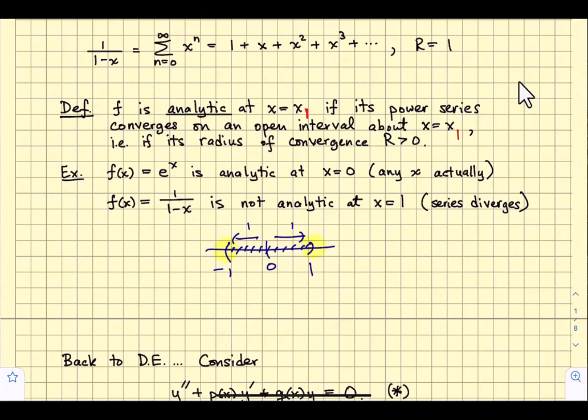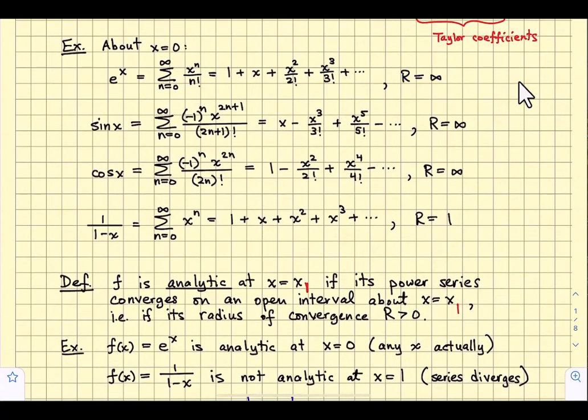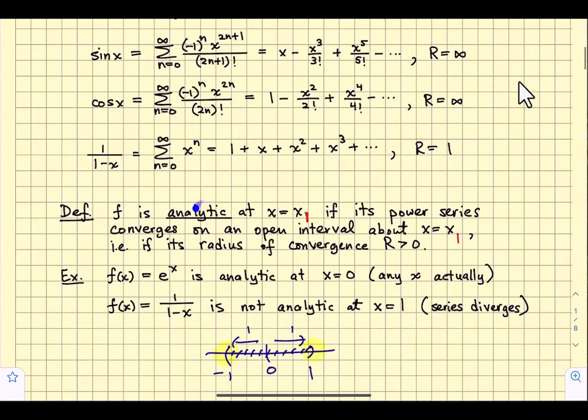So for example, f of x equals e to the x is an analytic function at x equals 0, or any x actually, because we already said that it has an infinite radius of convergence. That means if you pick any x on the interval from minus infinity to infinity, if you were to expand e to the x in a power series there, you're guaranteed that it converges. And all this is requiring is that it has a positive radius of convergence about its center. And so e to the x is an analytic function at x equals 0.